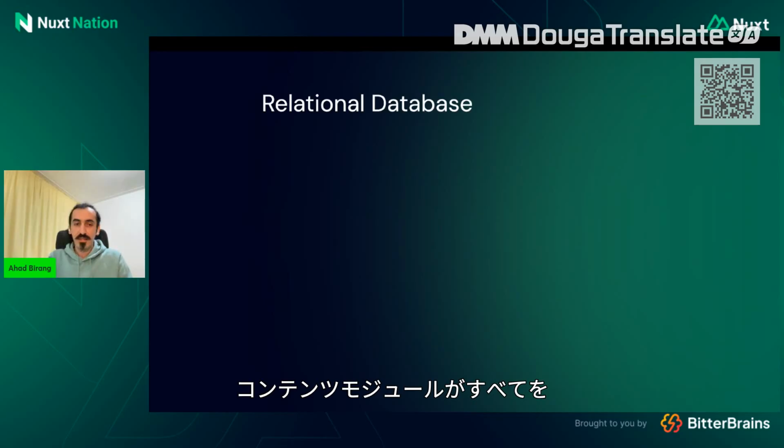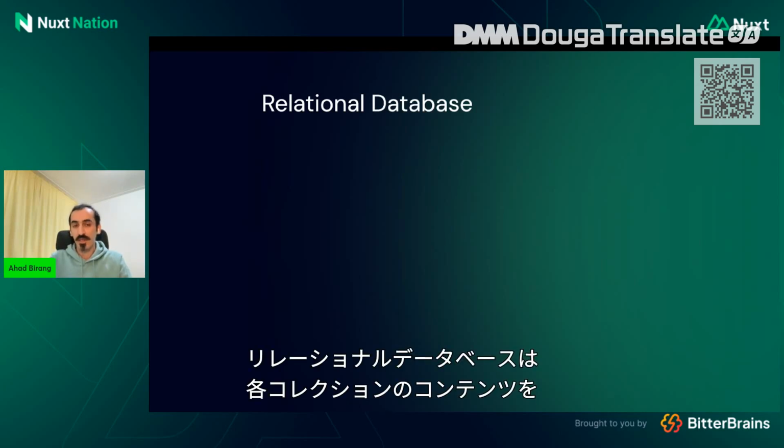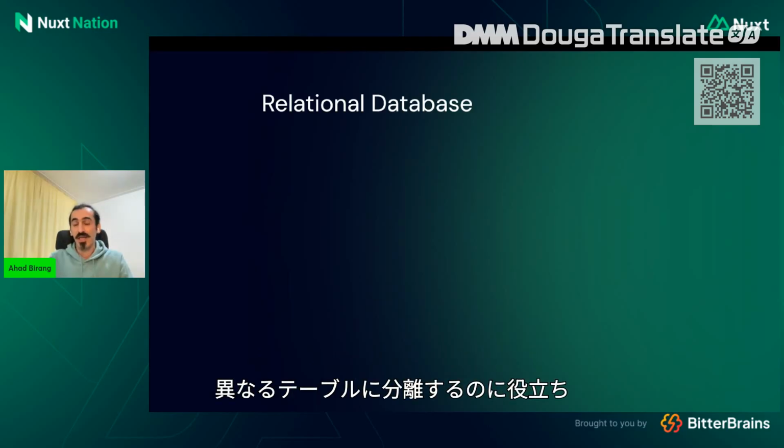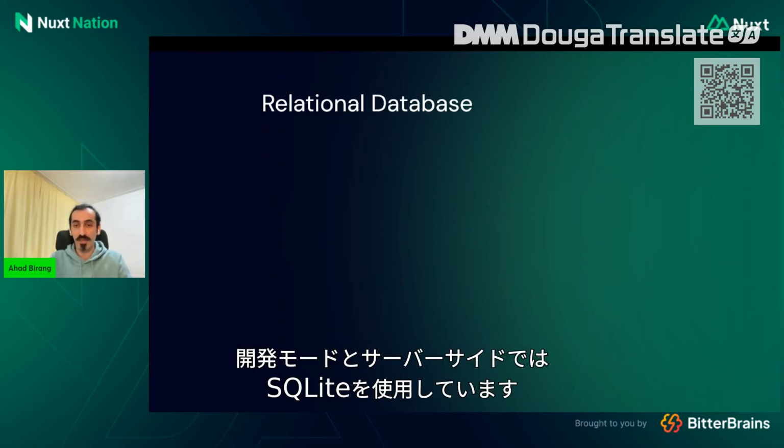The next important thing in the content module is that the content module stores everything inside a relational database. A relational database helps us to separate the contents of each collection into different tables, which gives us, as a result, better performance in queries.